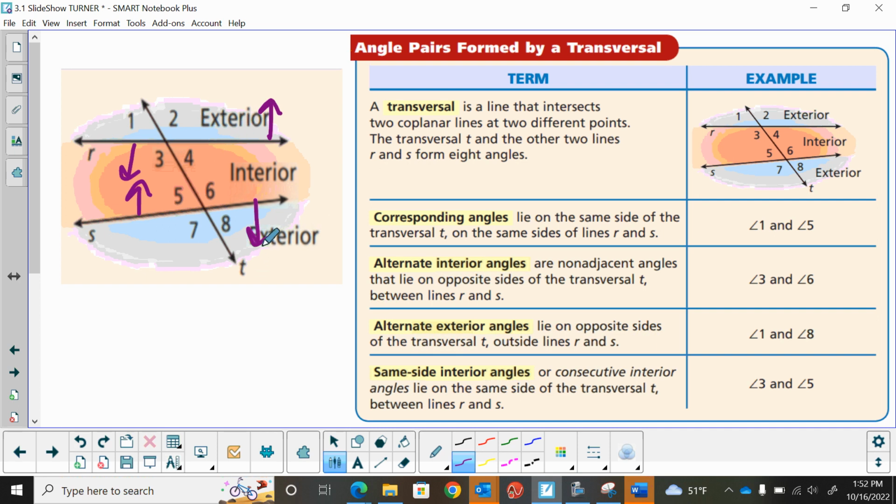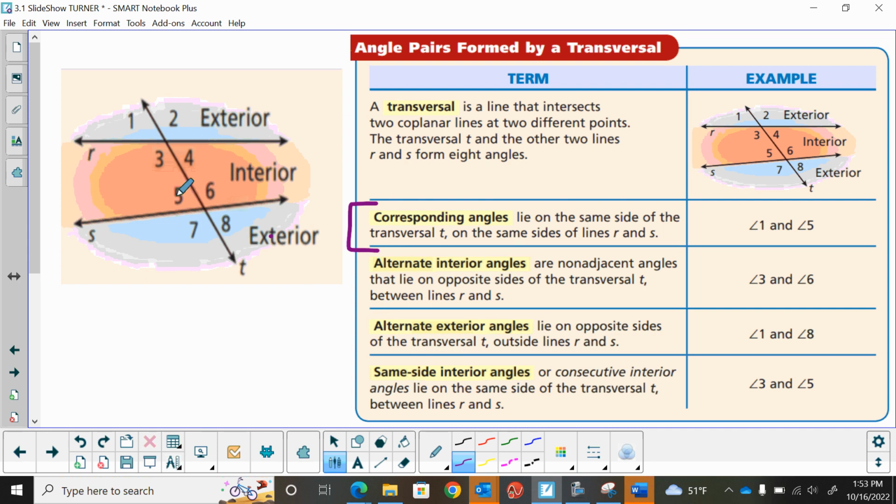Now what we can do is we can start to pair together different angles and then we get these 4 different pairs below. So let's just take one at a time. So the first one, corresponding angles. This would be a pair of angles that are on the same side of the transversal and on the same side of line R and S.